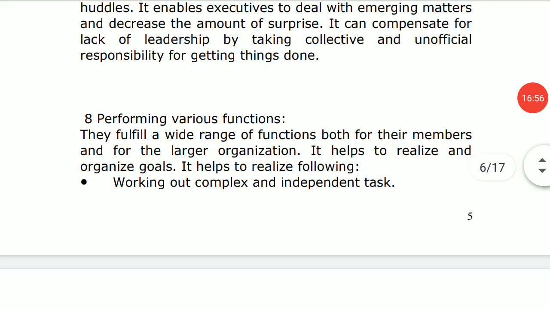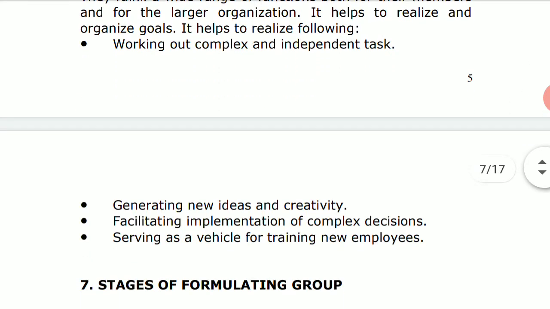A single person cannot perform all the functions, but maybe in the group when he is performing he can achieve them, right? So complex tasks can be fulfilled, independent tasks can certainly be done.